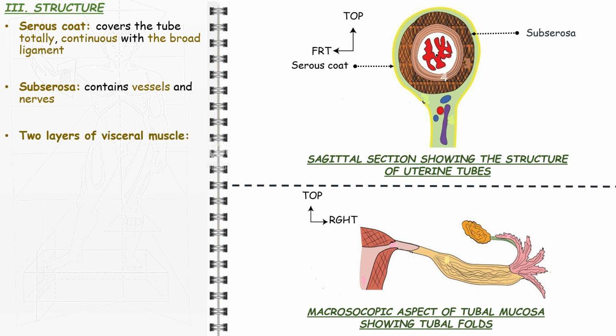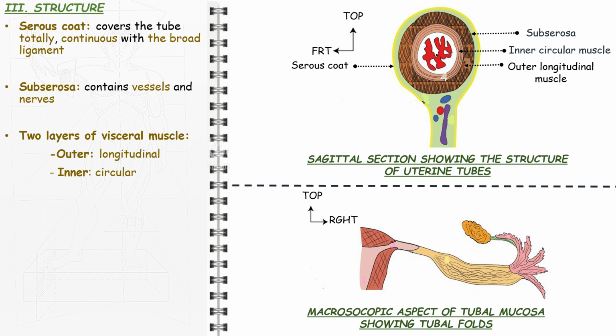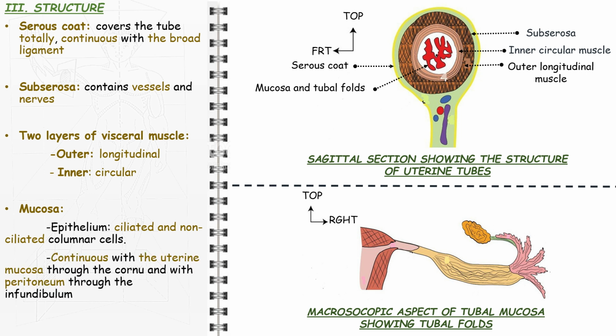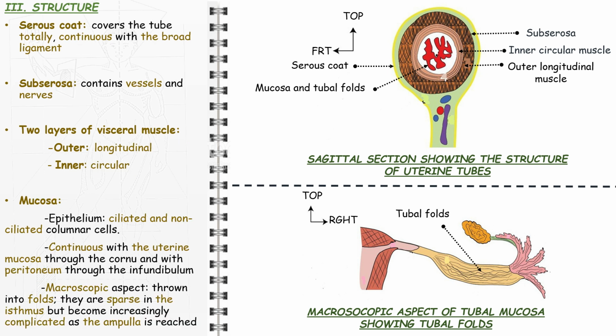The muscle layer, the myosalpinx, is, schematically, made of one longitudinal outer layer and one circular inner layer. In fact, the muscular fibers are randomly intertwined and are numerous in the isthmus. Their number decreases from the isthmus to the infundibulum. The mucosa is a simple columnar epithelium made of ciliated and non-ciliated secreting cells. It is continuous with the uterine mucosa through the cornu and with the peritoneum through the infundibulum. The cilia beat towards the cornu, favoring the transport of the zygote. Macroscopically, it is thrown into folds, sparse in the isthmus and increasingly complicated as the ampulla is reached.